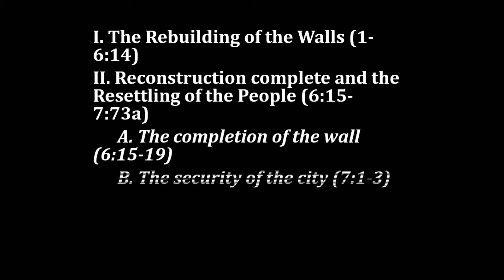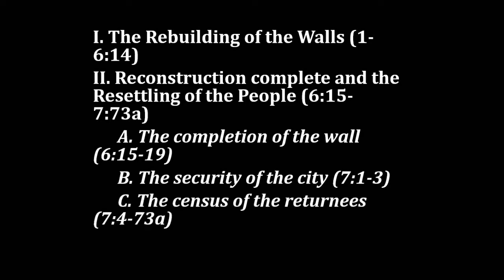We have the completion of the wall, the security of the city, the census of the returnees that come, and then the restoration of the people in chapters 7:73 through 13. And again, in this section we have what we looked at before in chapter 8, where Ezra reads the law and explains the law and the magnitude of what happened in his ministry there.